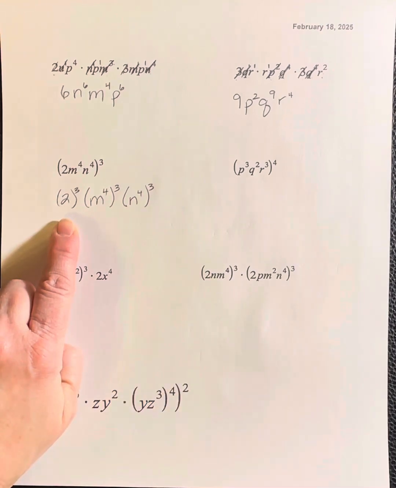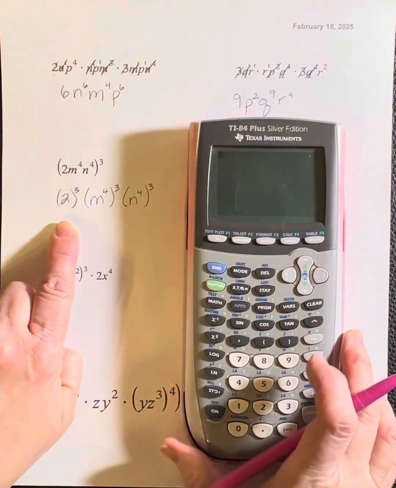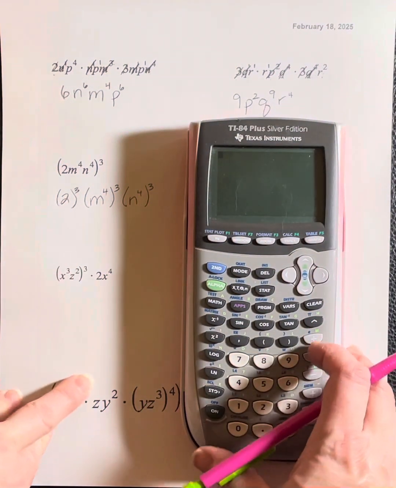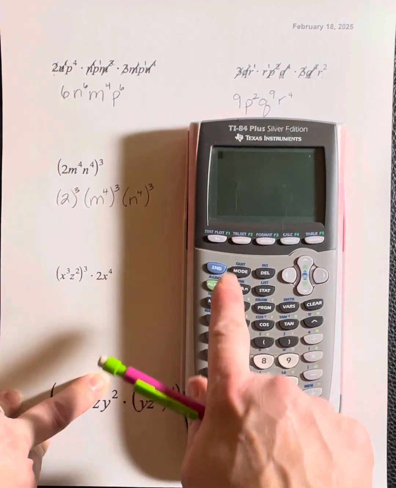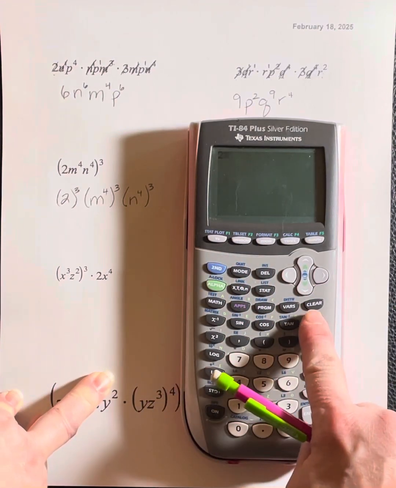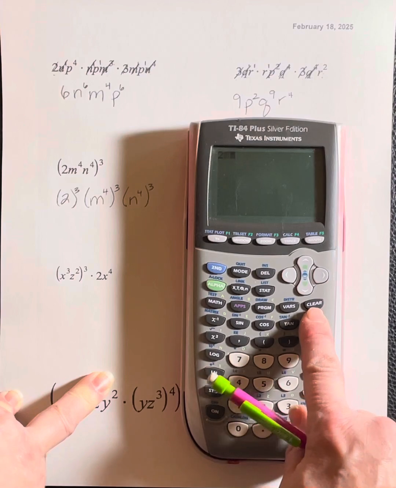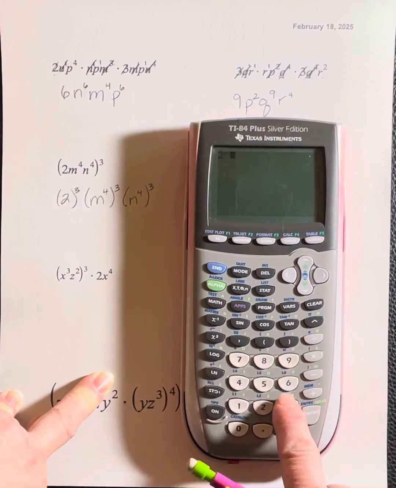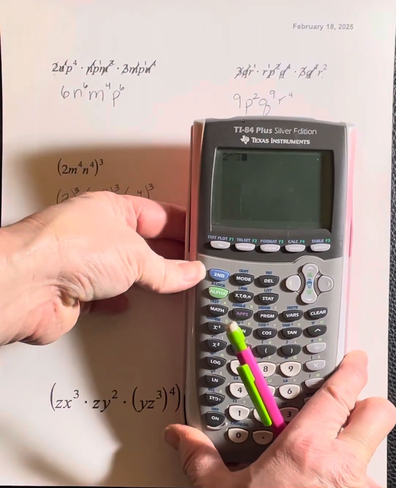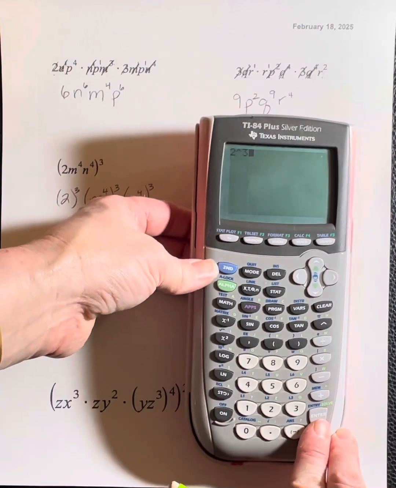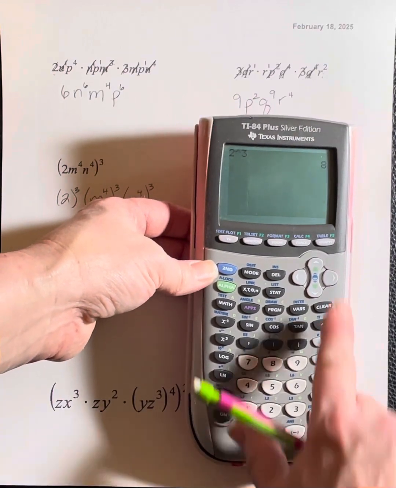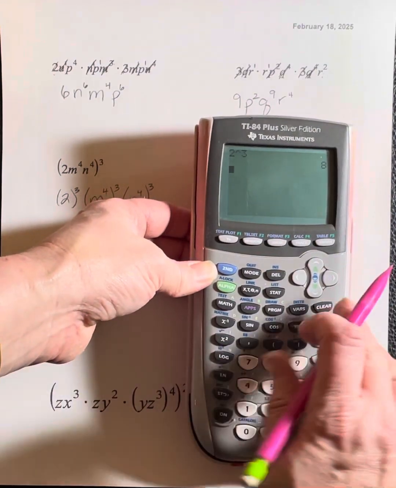If you need to use your calculator, a reminder with the calculator, when you have the calculator like this, if I want to do 2 to the third power, I do 2, caret, right button right here, to the third power. And I know it's a little bit hard to see, but 2 to the third power is going to give me that 8. Okay.